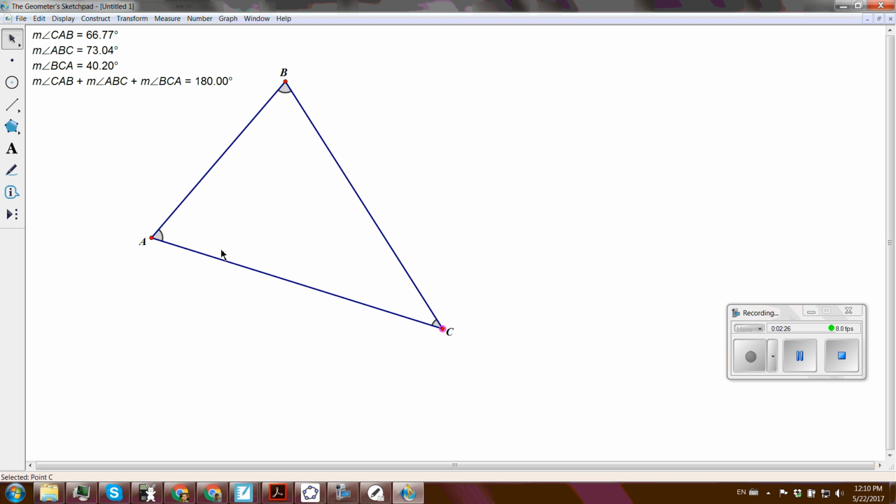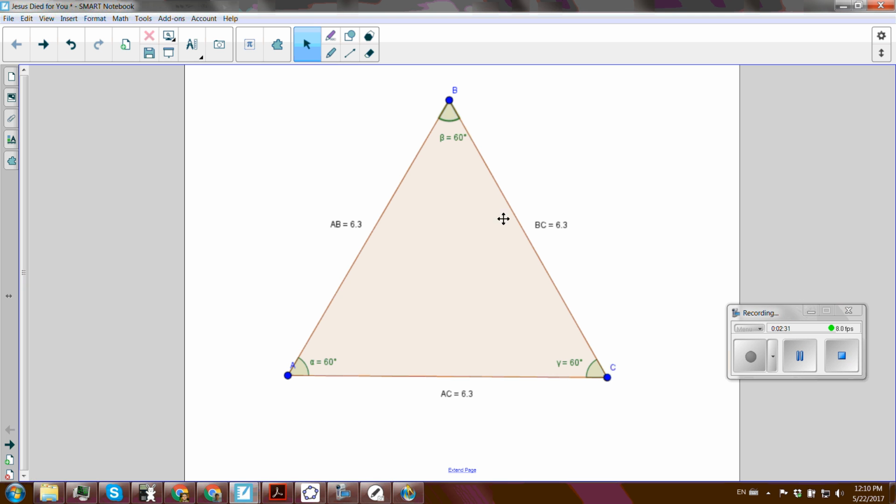The three angles will always add up to 180. And that's why in the equilateral triangle that we were looking at a second ago, it was not coincidence that they all three happen to be 60 degrees, because an equilateral triangle is a triangle, and so the three angles have to add up to 180 degrees. So each of them has to be 60.